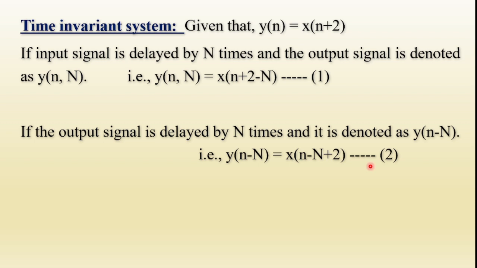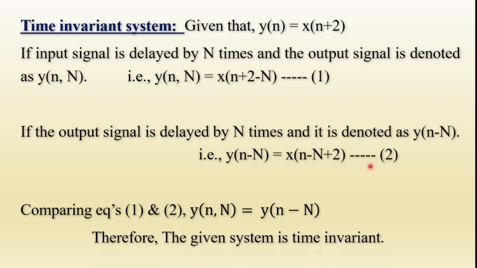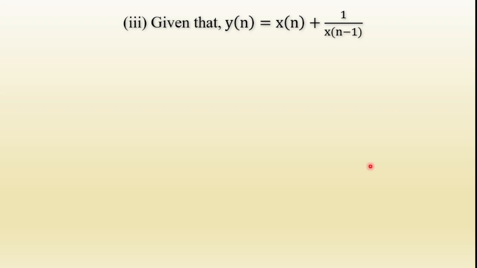So now comparing equation 1 and equation 2, we get equation 1 is equal to equation 2. That is, y of n comma capital N is equal to y of n minus capital N. The time invariant system condition is satisfied here. Hence, the given system is a time invariant system. And that is the second bit explanation.